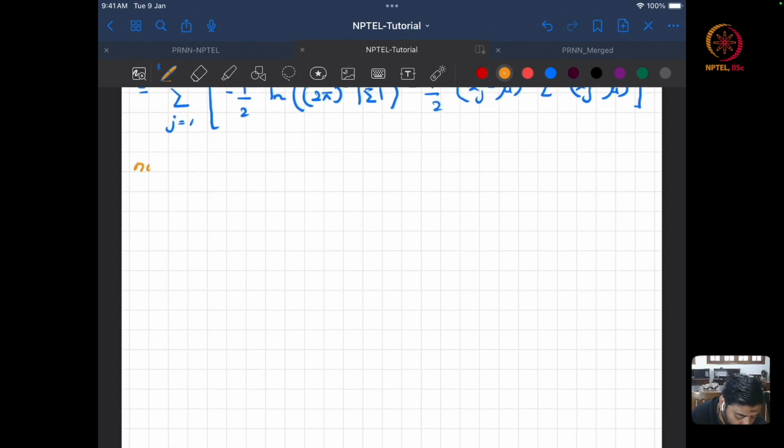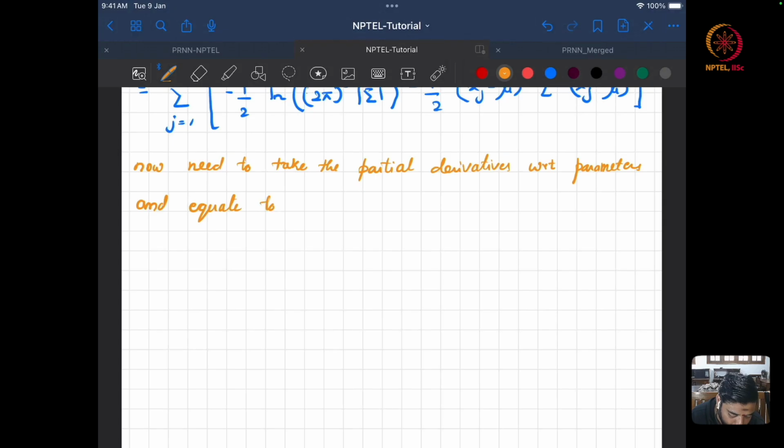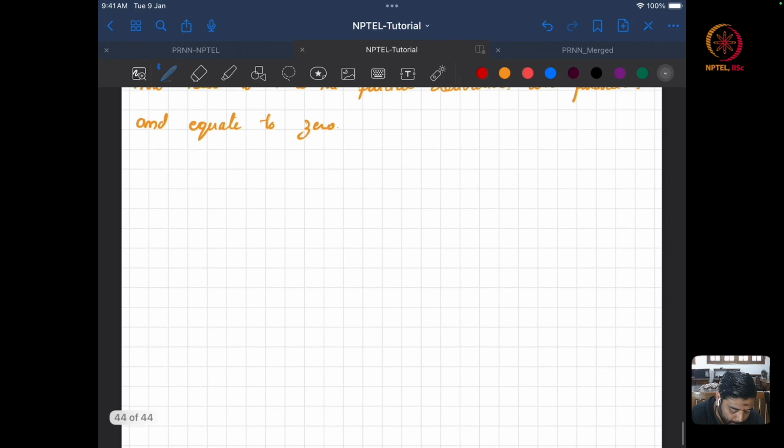Now we need to take the partial derivative with respect to the parameters and equate them to 0. Okay, that is what we are supposed to do now. Taking it for mu is quite simple actually. Now, the partial derivative with respect to mu.